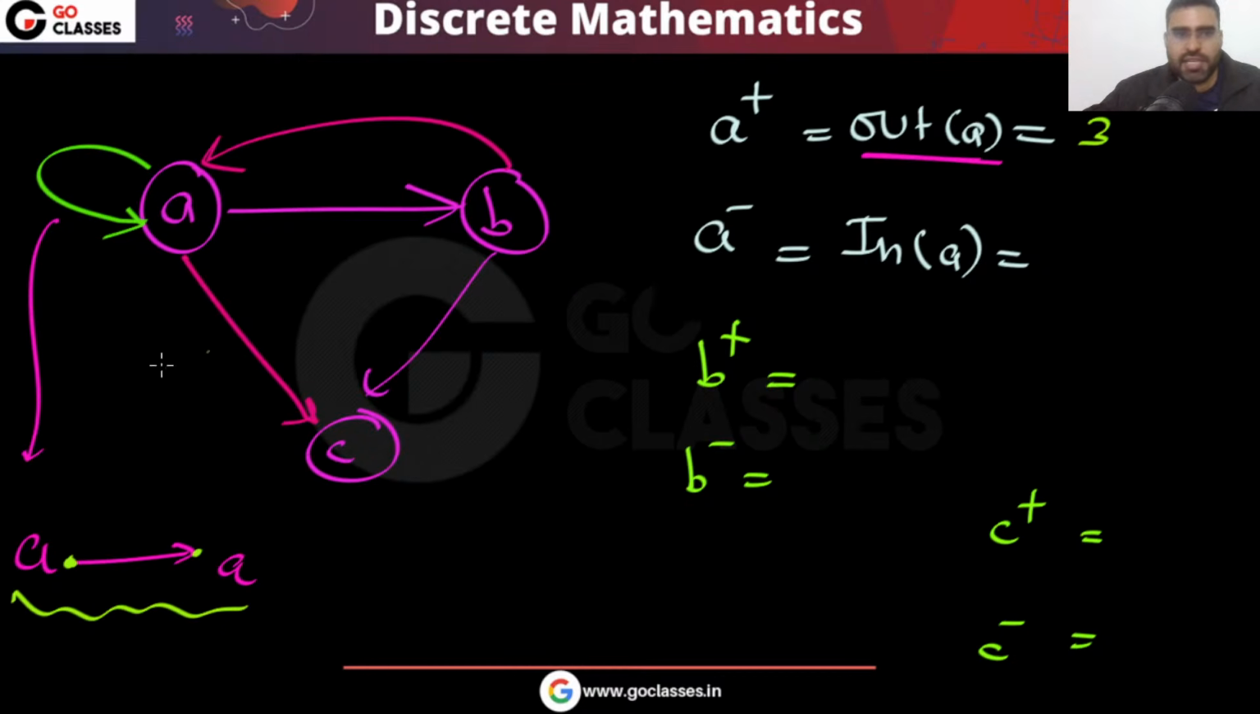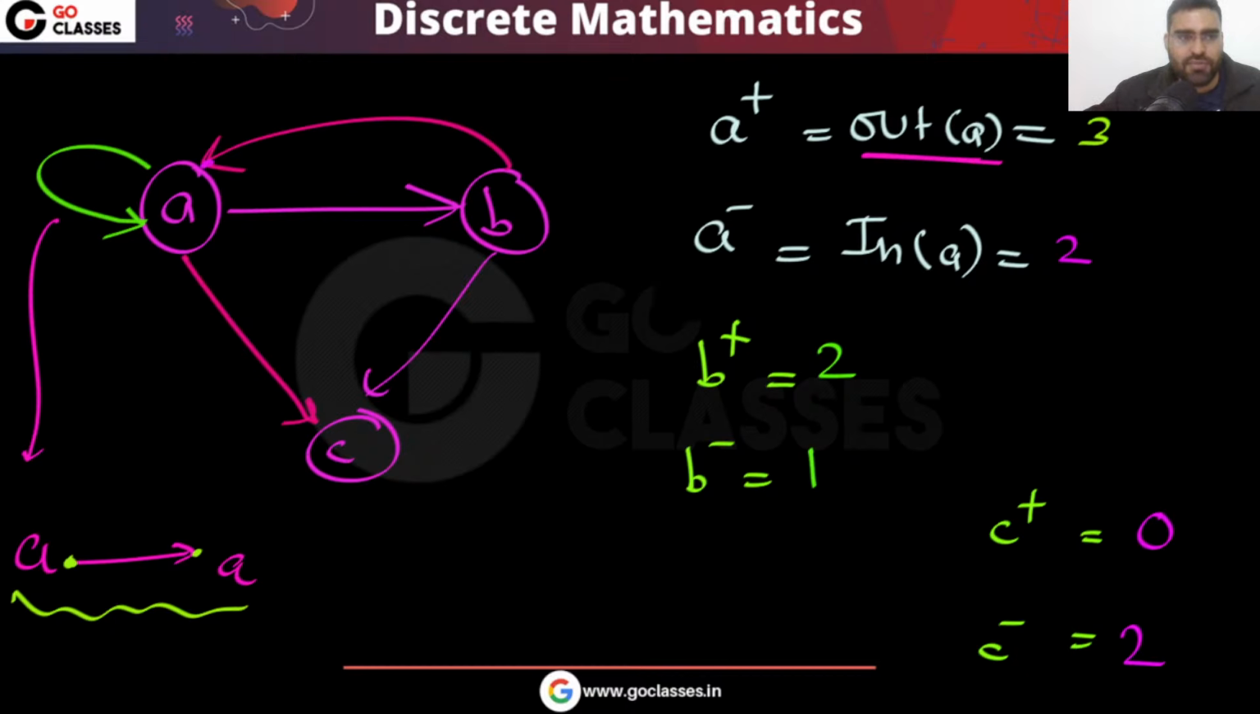Next, in degree will be what? 1 in degree, 1 in degree from this, 1 in degree from this. So in degree will be 2. So out degree will be 3, in degree will be 2 for A. For B, what is out degree? Out degree is 2, in degree is 1. For C, out degree is 0, in degree is 2. So did you understand?